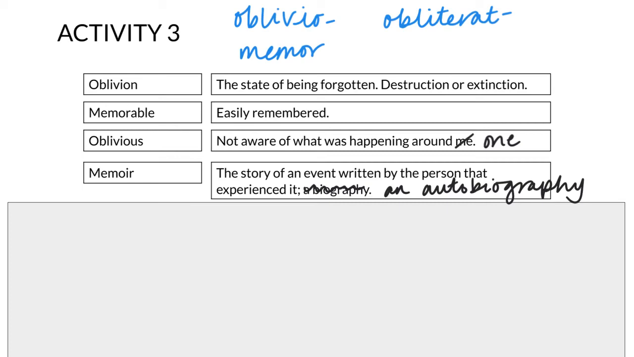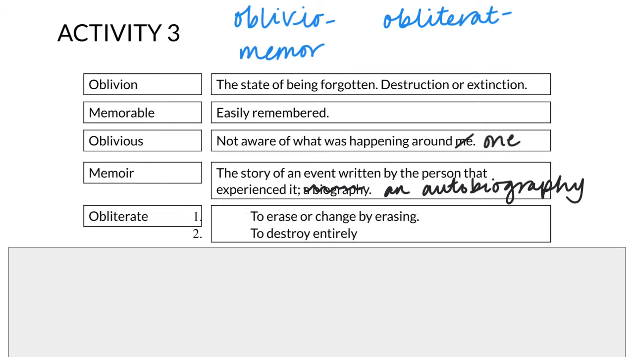It may not be exactly like an autobiography, because an autobiography is the story of usually someone's whole life, whereas a memoir may focus just on a period of a few years. It's a short version of that person's life, or just telling you about a major event. Remember, mem has to do with memory, so memoir, it's just what you remember of that event. So write down, please, memoir is the story of an event written by the person that experienced it. Semicolon, an autobiography.